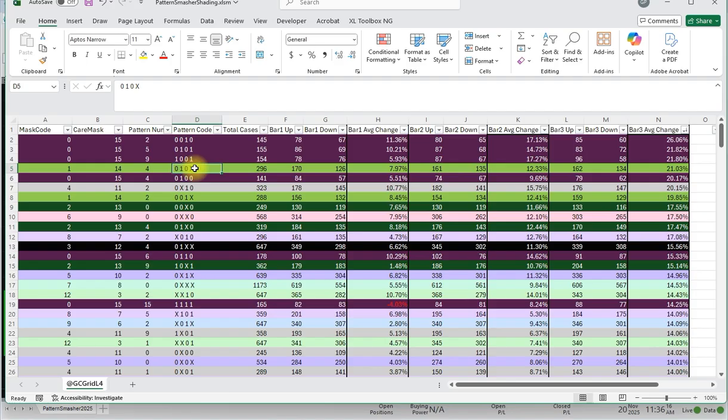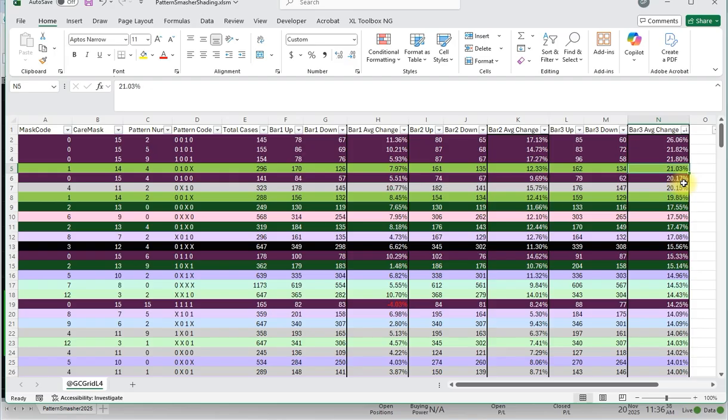That means I don't care what happened today. I do care about yesterday. I do care about the day before, and I do care about that. You had 296 opportunities or more trades, and you had a 21.03% change in 3 days. So it really opens up your analysis.